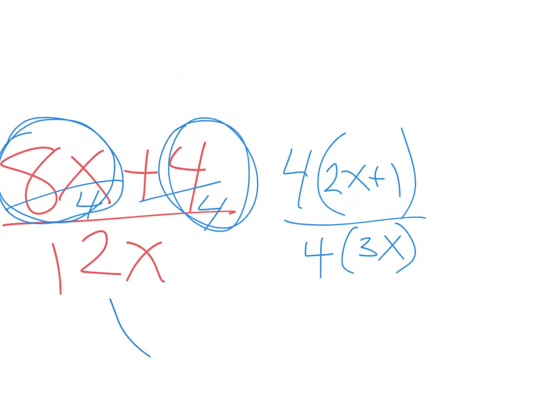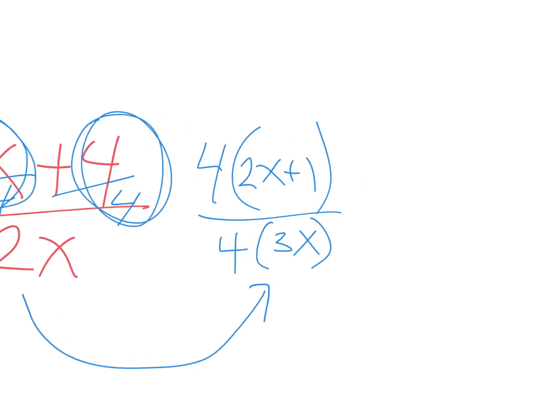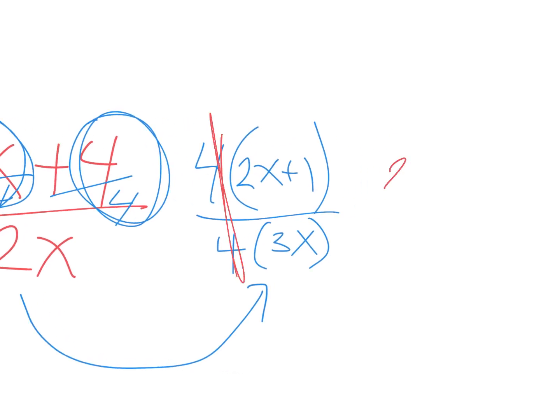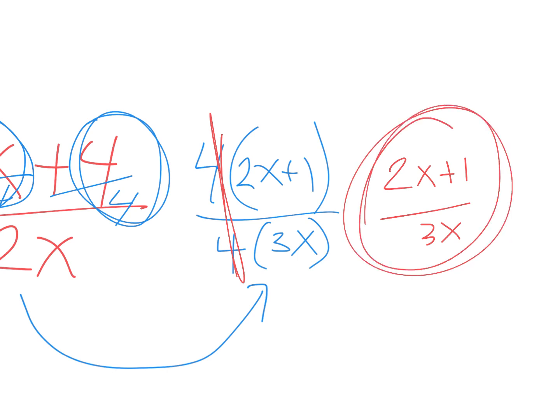Because see, the 12x changes into 4 times 3x. Okay. All right, so then, why did I do that? Jack, final answer. It would be 2x plus 1 over 3x. So these guys disappear. 2x plus 1 over 3x. Okay.